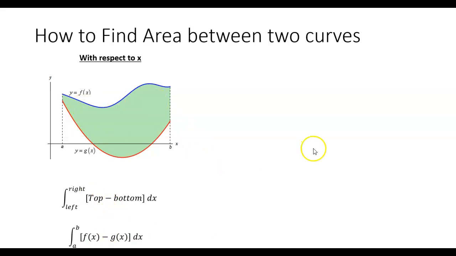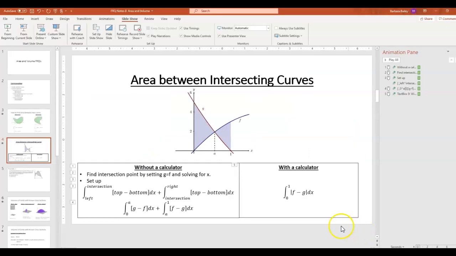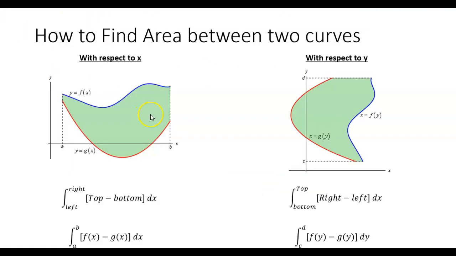green area. Now you can also integrate with respect to y, and that's if you have these sideways looking functions that are in terms of y. In that case, it's going to be the right function minus the left function, and the limits for your integral would be the bottom limit, which is c, up to the top limit, which is d. And so that would look something like that. Matter of fact, I just noticed there's a typo on here, and I'm going to fix that right now. The typo is that should be a dy right there. So that is how to find area between two curves.